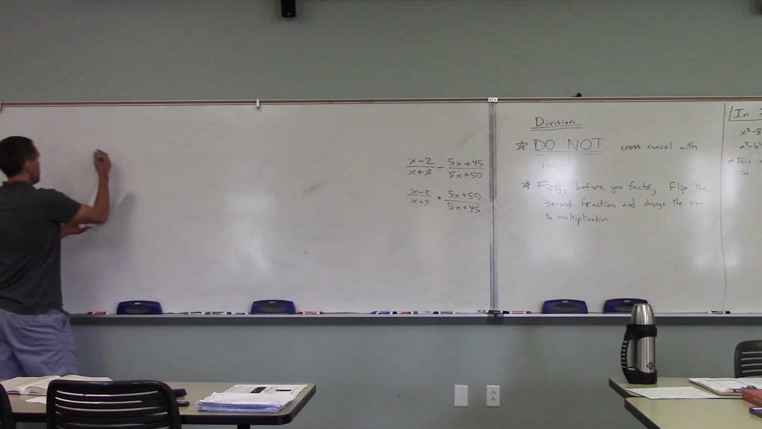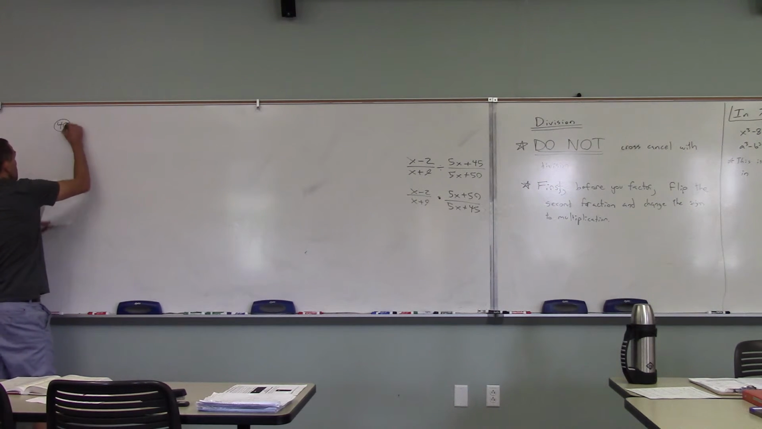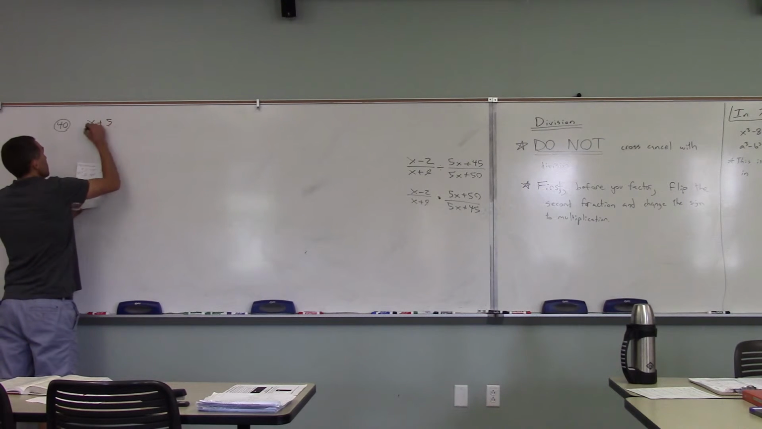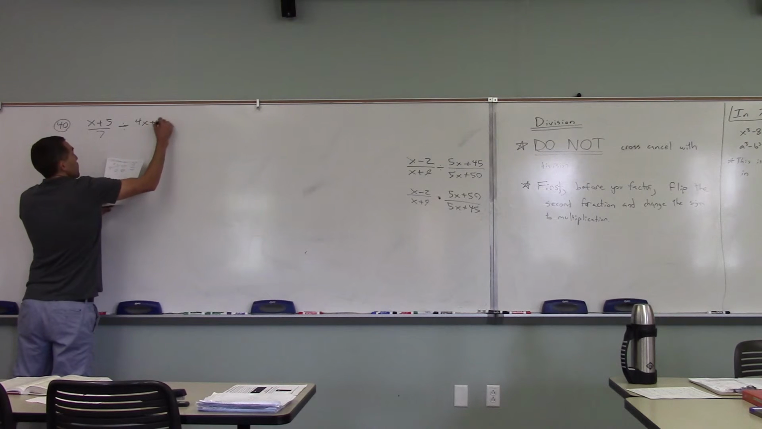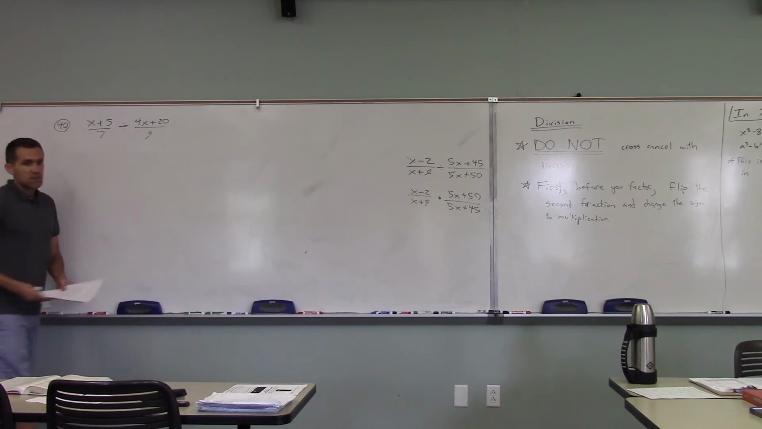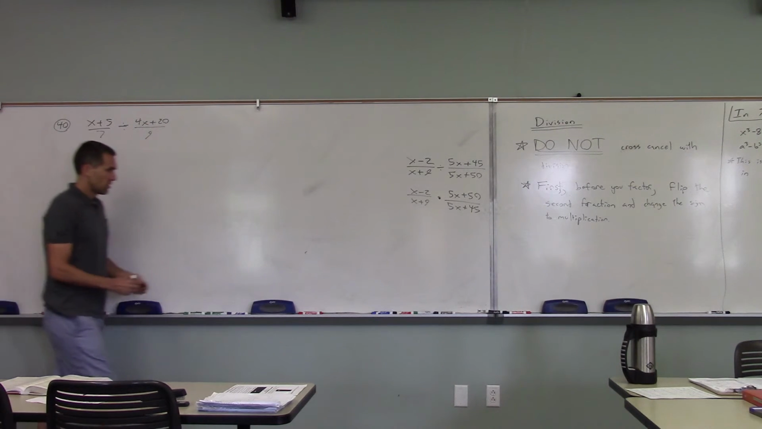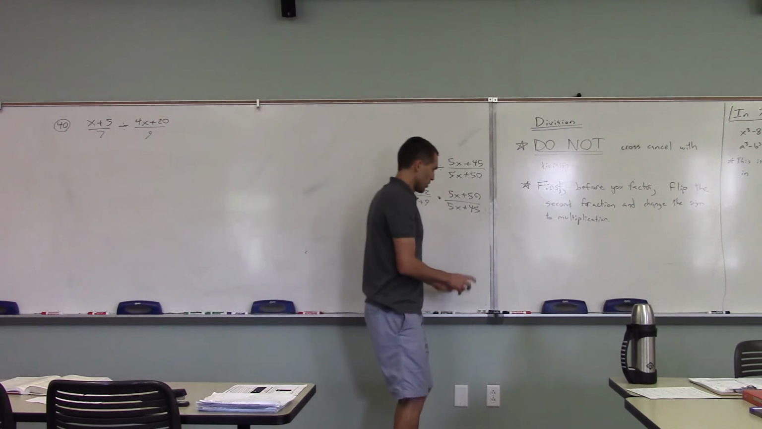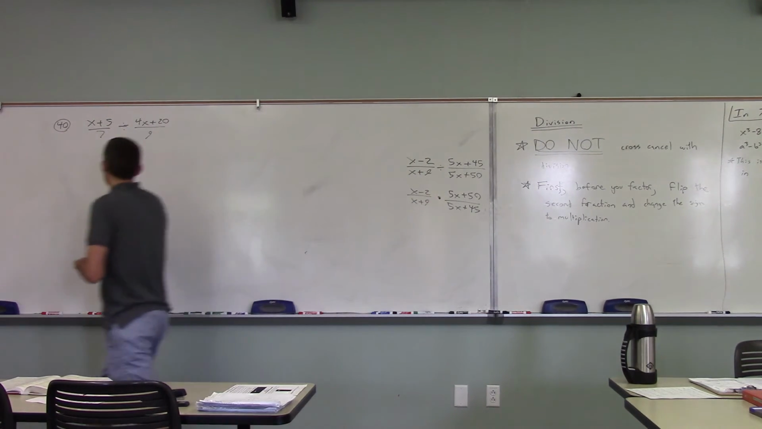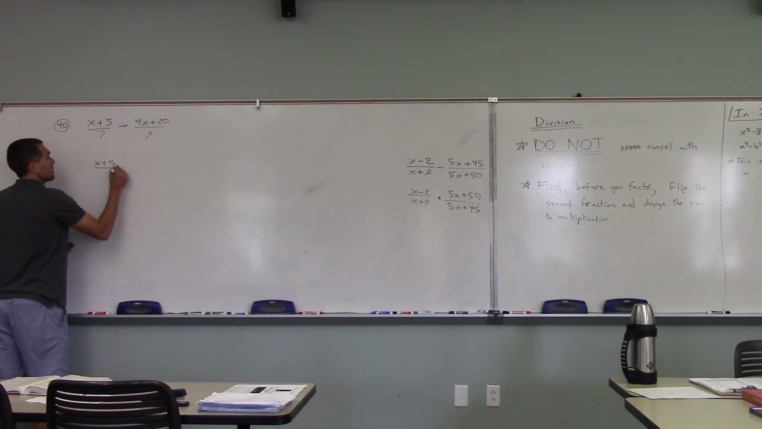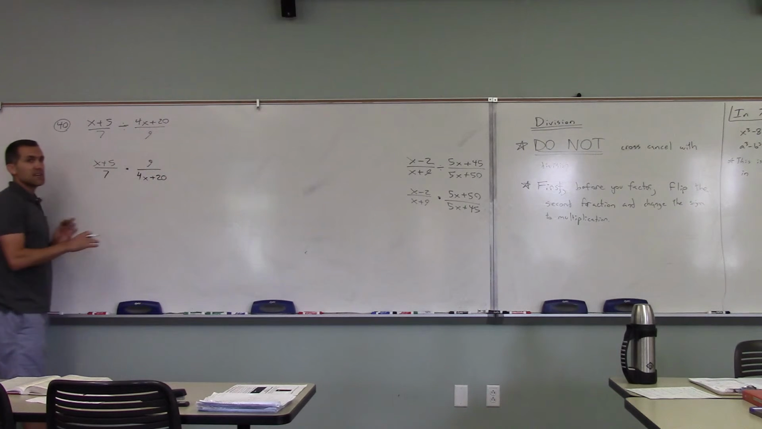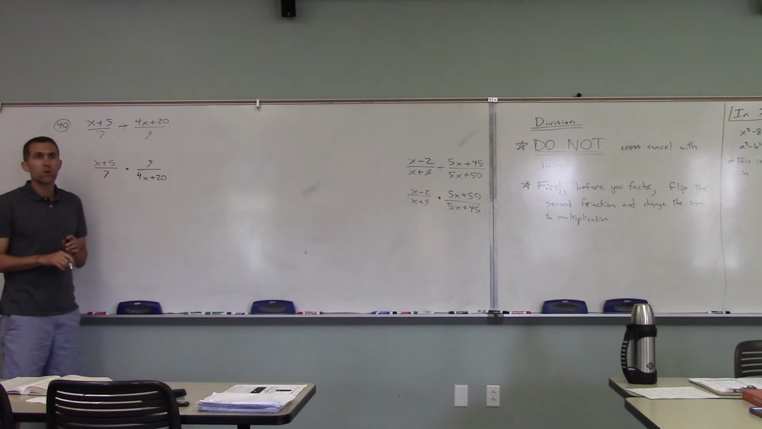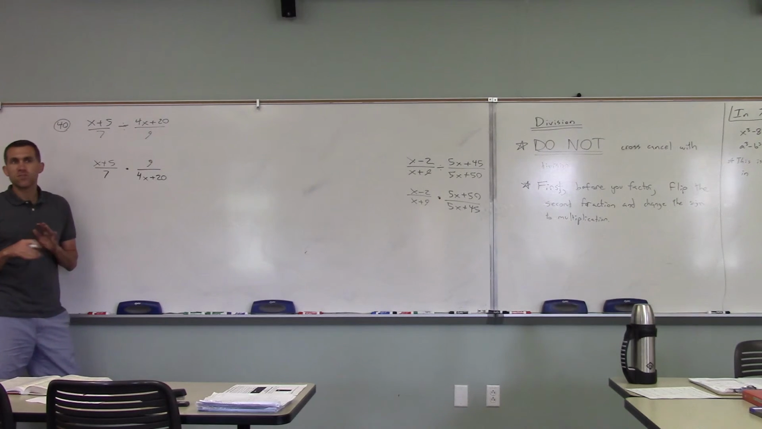So here's an example, and that's it. There's nothing else new. So when I get (x plus 5) over 7 divided by (4x plus 20) over 9, what would it become? (x plus 5) over 7 times 9 over (4x plus 20). That's it. Do that first, and now it's basically just a 7.1 problem. Now it's just factor and simplify.